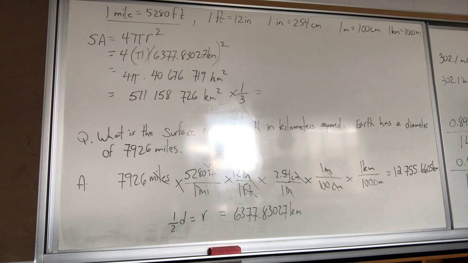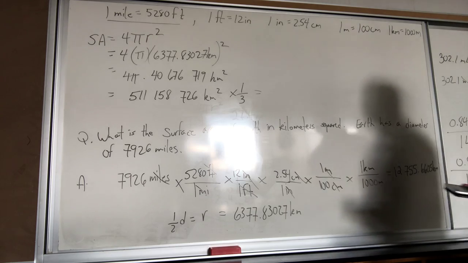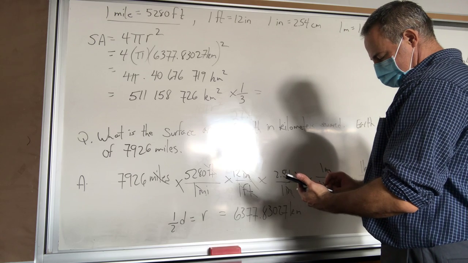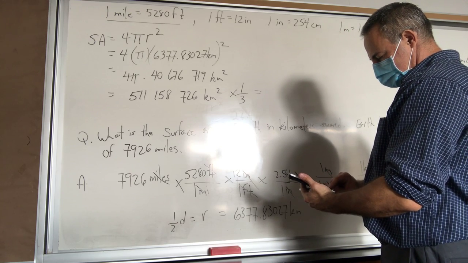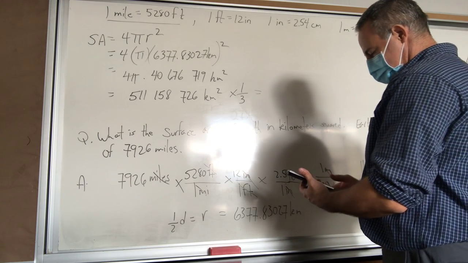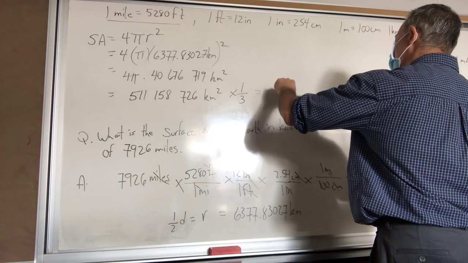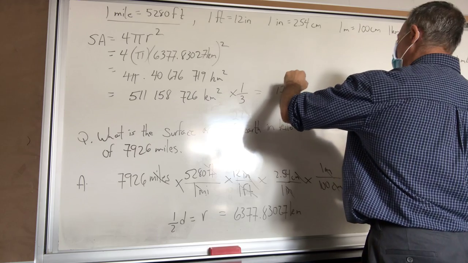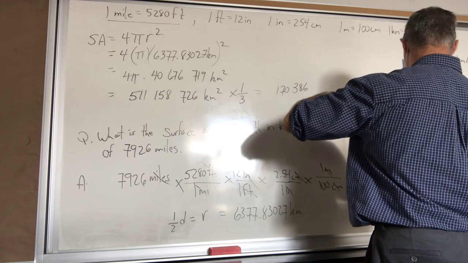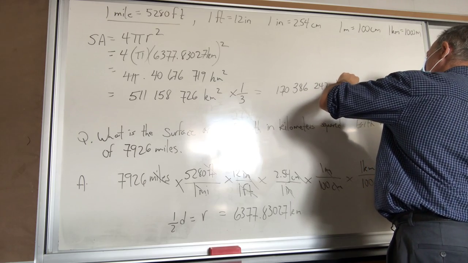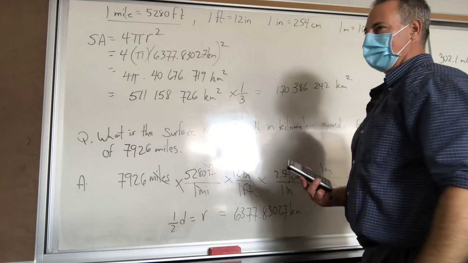Nobody has Siri? Nobody has data? Okay, well, pretend it's 1/3 then. And take 1/3 of that number. So there's 170,386,242 kilometers squared of land on the Earth.